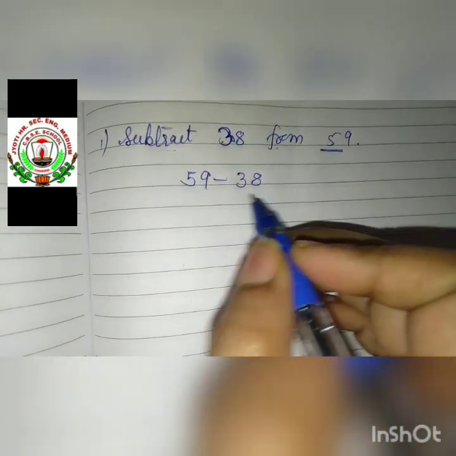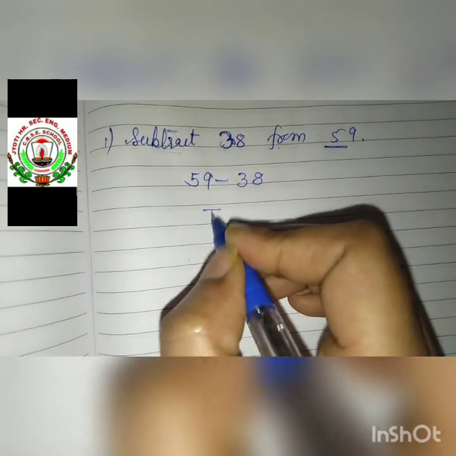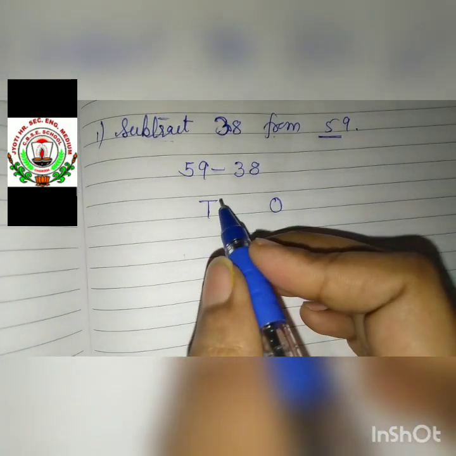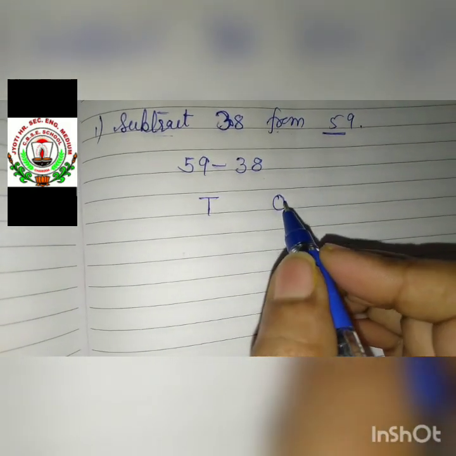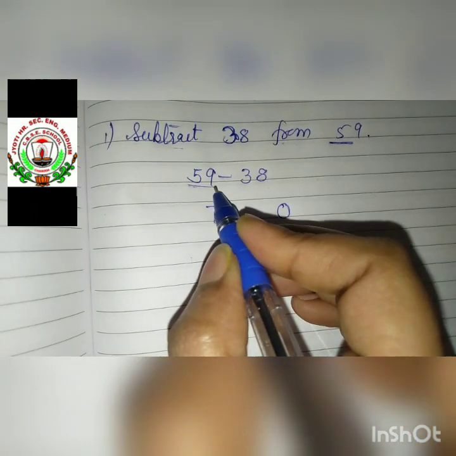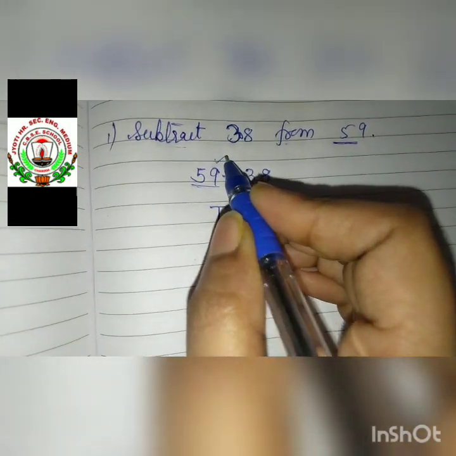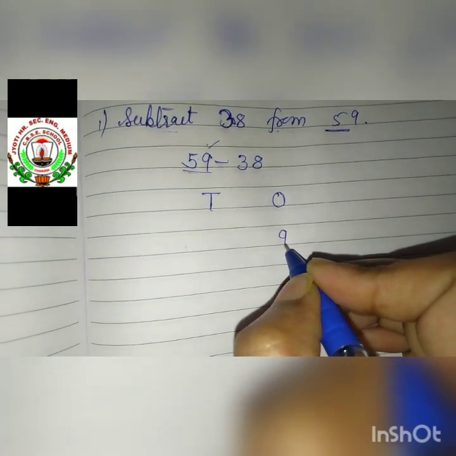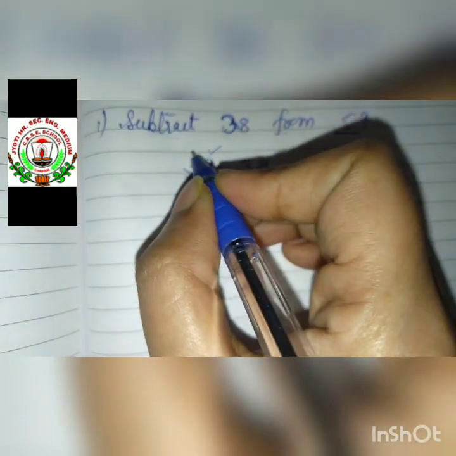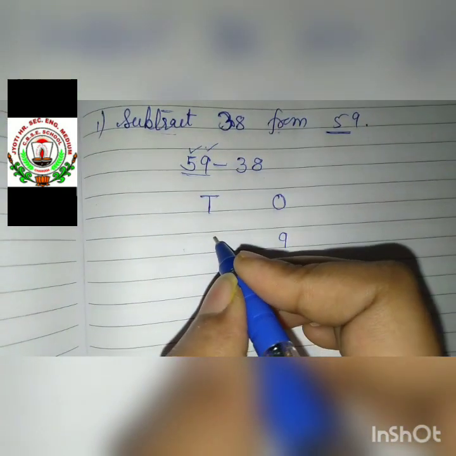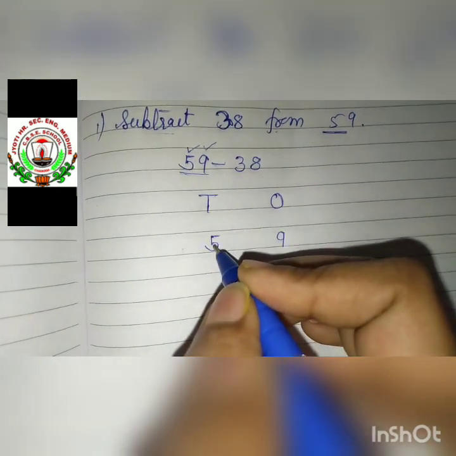Understood children? Now we will make tens and ones columns like this. T stands for tens and O stands for ones. Now the first number given is 59. Starting from the right side, we have the number 9. This 9 will come under the ones place. And the next number is 5. This 5 we will write down under the tens column.